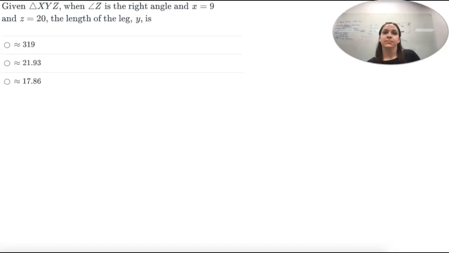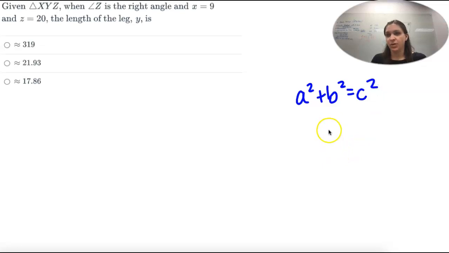So this section is on the Pythagorean theorem. That is a squared plus b squared equals c squared. And we use this when we have a right triangle.